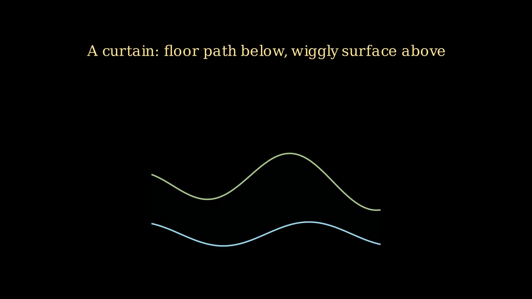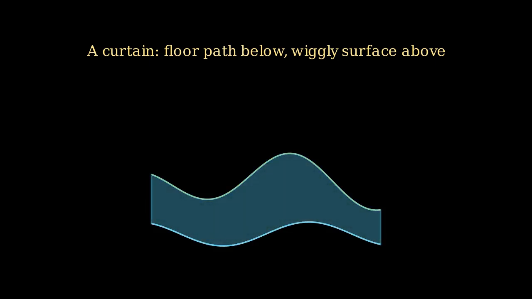Picture a curtain. The bottom edge follows a wiggly path on the floor, while the top edge follows a wiggly surface above it, rising and falling however high that surface is at each point. The line integral we're about to build is simply the area of that curtain.